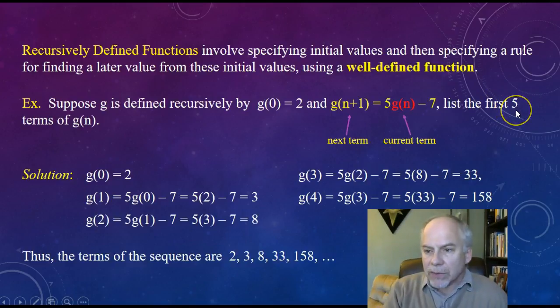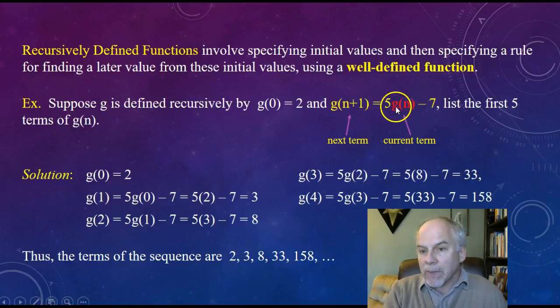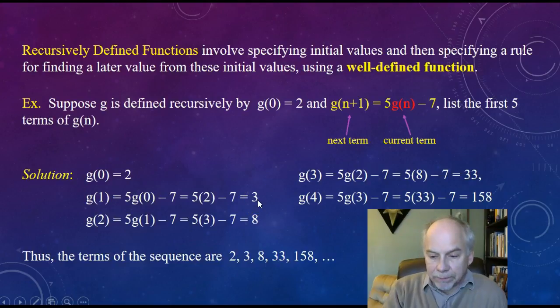It asks for us to list the first 5 terms of G of n. All right. Well, the first term, G of 0, that's already given to us. That's 2. G of 1, we take 5 times G of 0. Well, that's because if I'm looking for G of 1, n is 0 because this is looking for the 0 plus 1 term, which is G of 1. But it uses G of 0. And so G of 0 we know is 2. So we're going to go 5 times 2 minus 7, which we did here. And that comes out to 3.